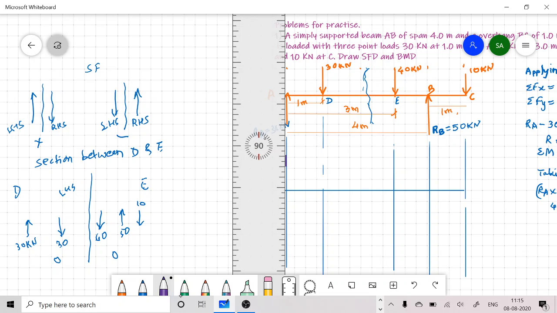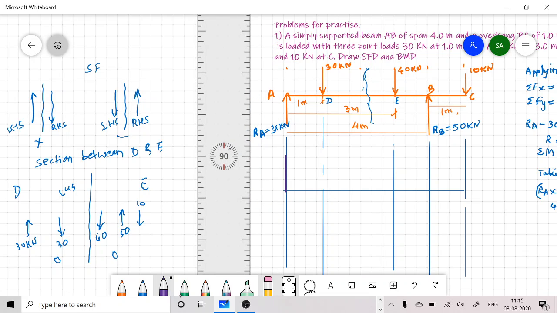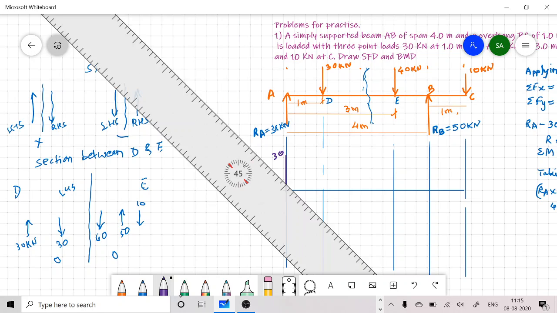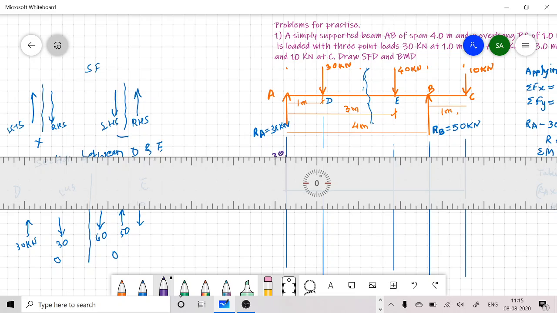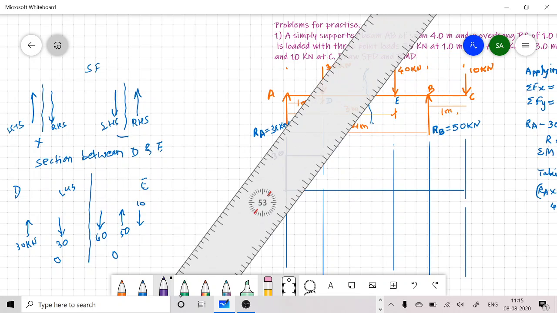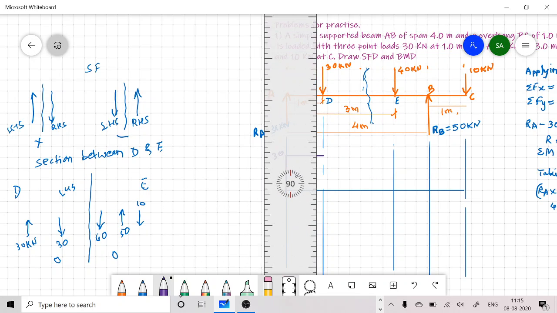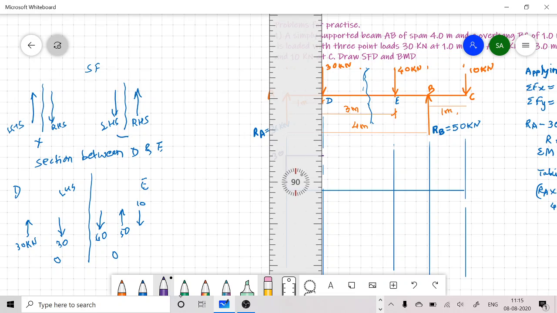So take a suitable scale or draw the proportionate sketch. Right here 30. From A to D, there is no change, so straight horizontal line. A to D. At D, there is a point load, downward point load of 30.